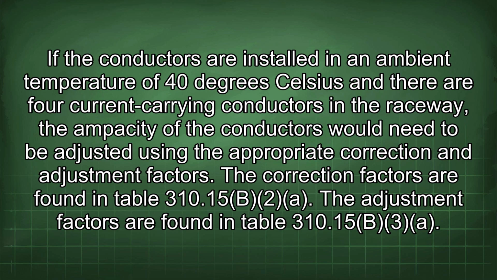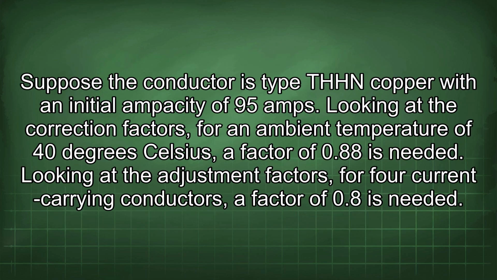The correction factors are found in Table 310.15(B)(2). The adjustment factors are found in Table 310.15(B)(3). Suppose the conductor is type THHN copper with an initial ampacity of 95 amps. Looking at the correction factors for an ambient temperature of 40 degrees Celsius, a factor of 0.88 is needed.